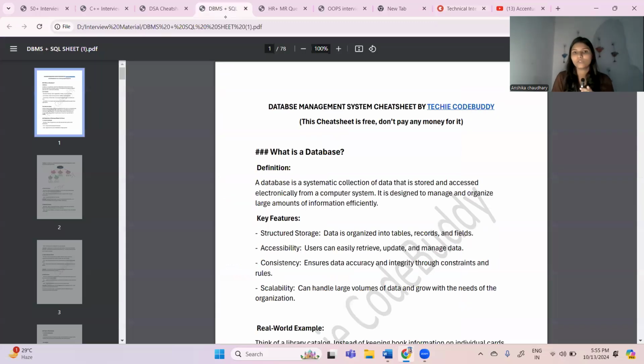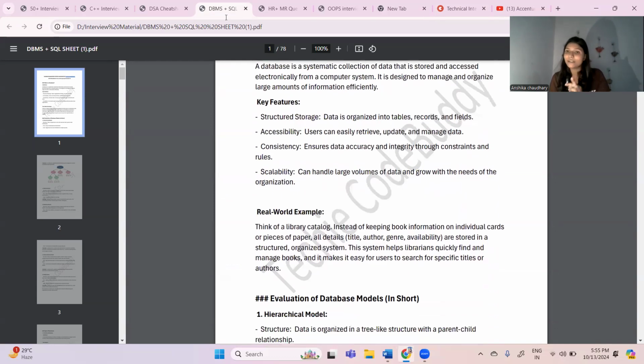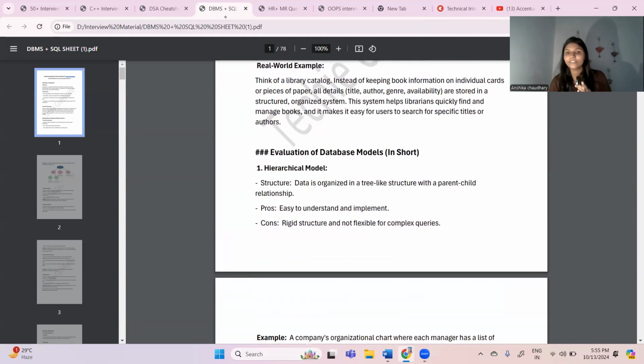For DBMS plus SQL, if you see, 78 pages are there in this PDF. First of all, I have defined it, then the key features, then a real world example. Because in the IT industry, always make sure that you have to prove yourself, you have to impress the HR. And how can you impress? If you relate things to the real world and tell them, they get the idea that your intuition is really good, your thought process is really good. So you can tell them the real life example.